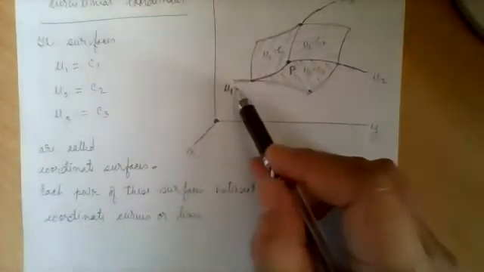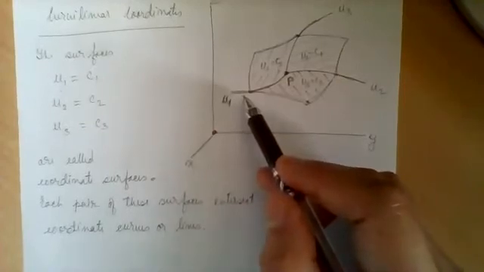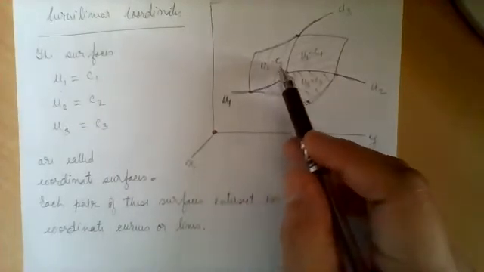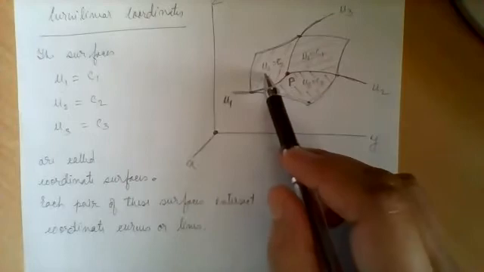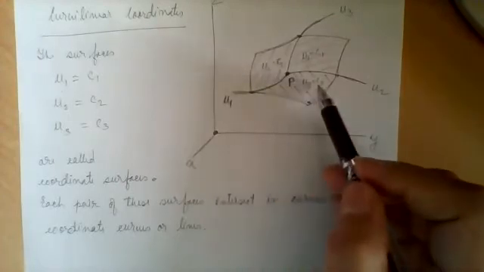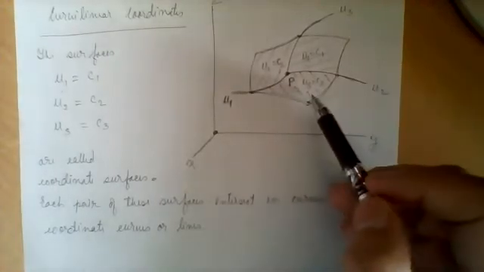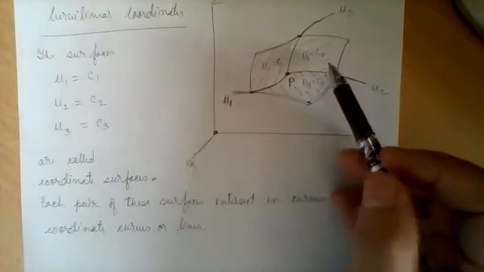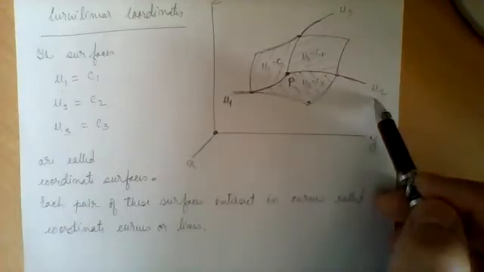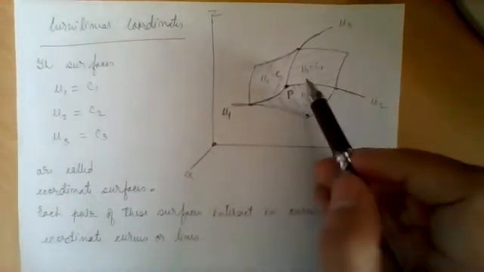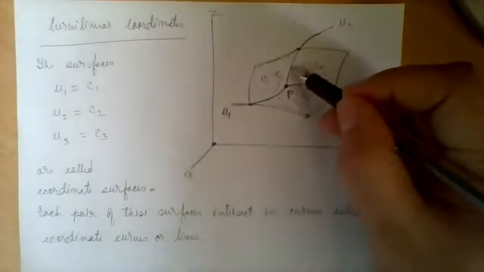The u1 coordinate curve is obtained by the intersection of the u2 equal to constant surface and the u3 equal to constant surface. Similarly, from the intersection of the u1 equal to c1 surface and the u3 equal to c3 surface, we get the u2 curve. And from the intersection of u1 equal to constant and u2 equal to constant, we get the u3 coordinate curve.